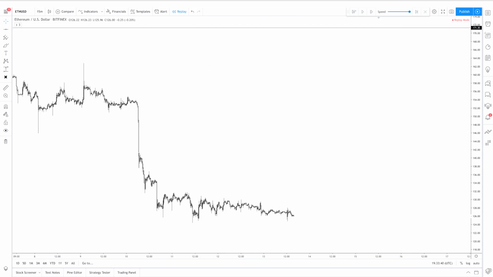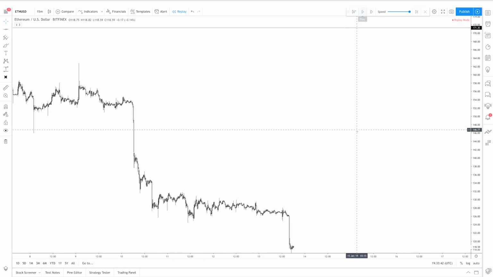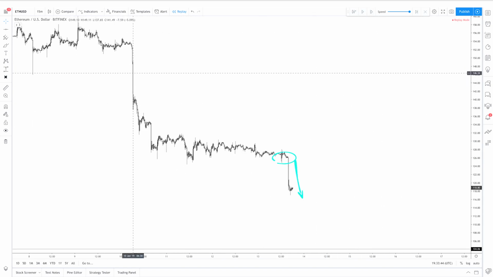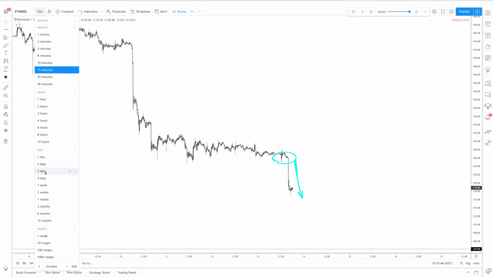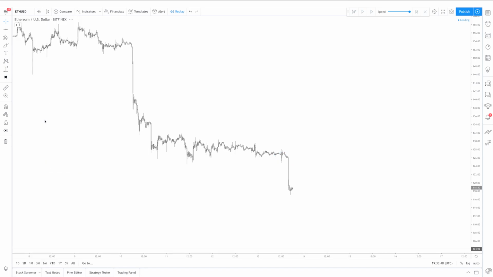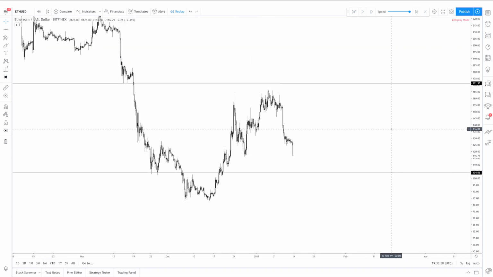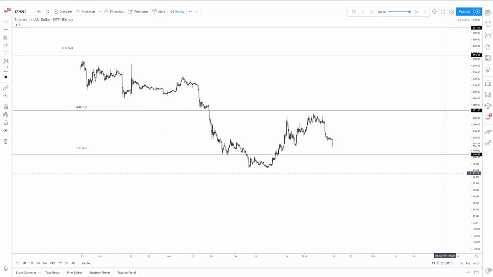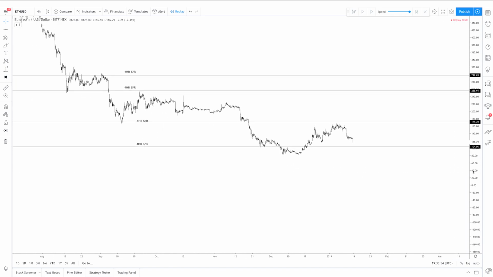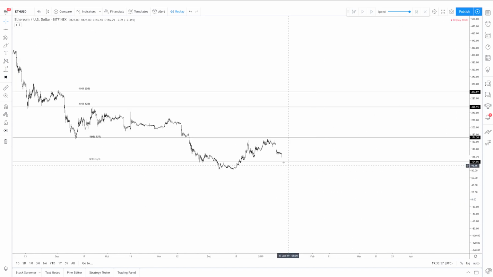So let's play it. Another breakdown. Let's move back to our 4-hour. It's going to be quicker as we look at it. Let's see what our levels are doing. Is price going to come back into our SR level? Let's see.